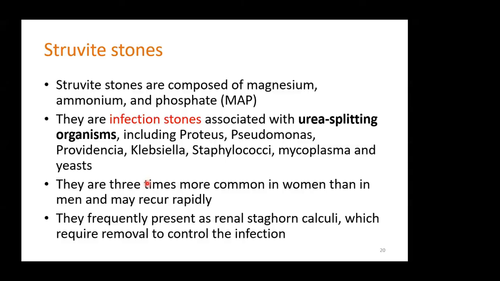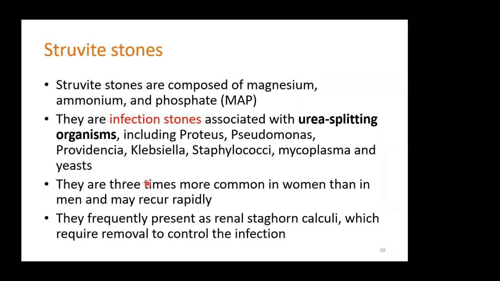And E. coli does not fall in this, and as you know, it is the commonest cause of infections. So if you do a urinalysis or urine culture and sensitivity and you find that it is E. coli, then infection stones are very unlikely. They are 3 times more common in women than men, and they may recur rapidly. And they frequently present as renal staghorn calculus, which require removal to control the infection. So if someone keeps treating infections without eliminating this staghorn calculi, then you have recurrent infections.